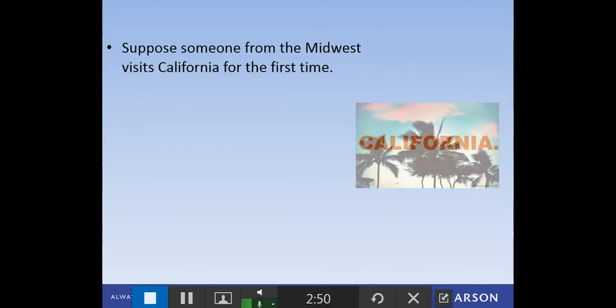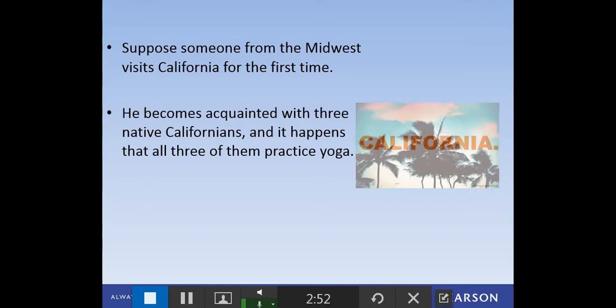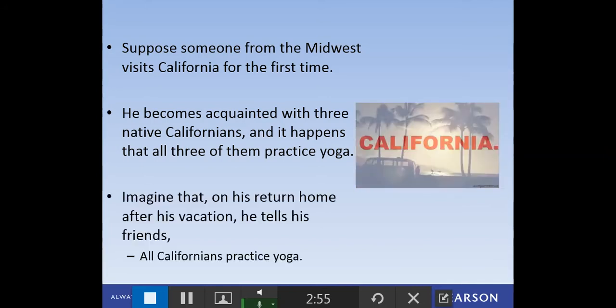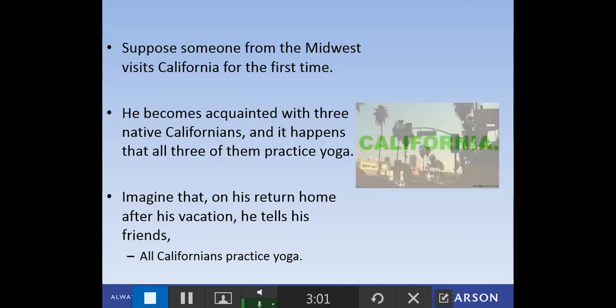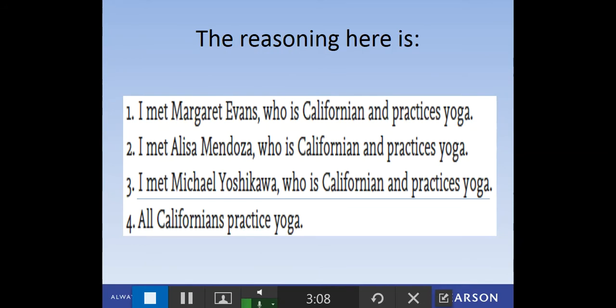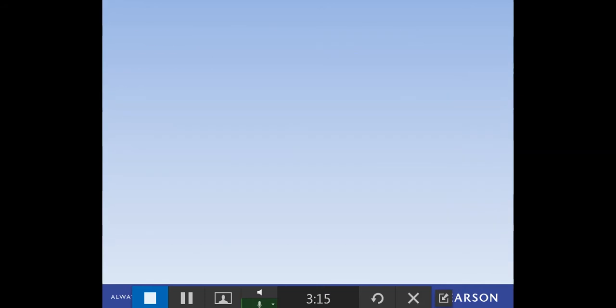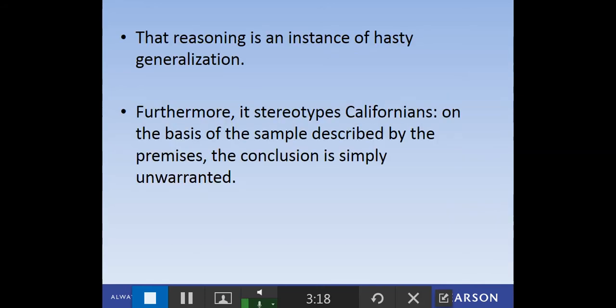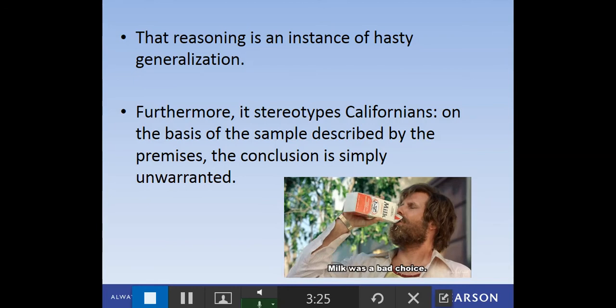Example: suppose someone from the Midwest visits California for the first time and becomes acquainted with 3 native Californians. They all happen to practice yoga. Imagine that on his return home, he tells his friends all Californians practice yoga, because his experience was 3 out of the 39 million people practice yoga, therefore they all do. So that's a breakdown here. I met this person who practices yoga, this person who practices yoga, this person who practices yoga, therefore all Californians practice yoga. It is a hasty generalization. It stereotypes Californians and assumes that they are all the same, and the conclusion is just simply unwarranted.